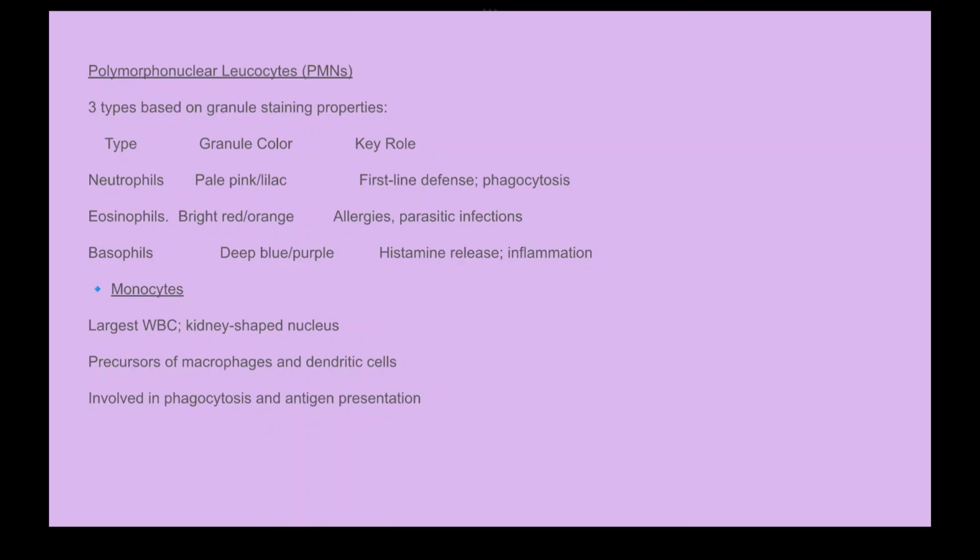Now the other type of granulocyte, which is monocytes, are the largest WBCs and they have a kidney-shaped nucleus. They are larger than the other WBCs. The rest, neutrophils, eosinophils and basophils, have multi-lobed nuclei. That is, there are many lobes of nuclei present in them.